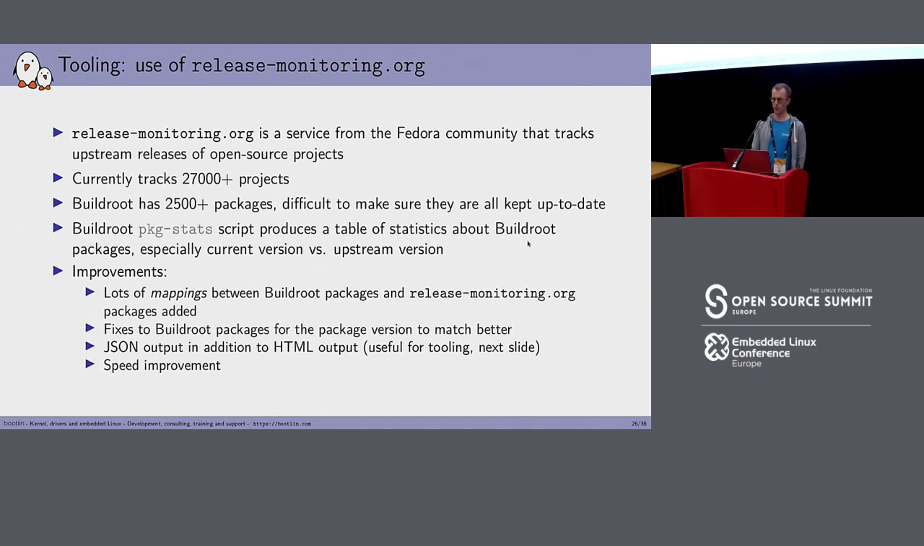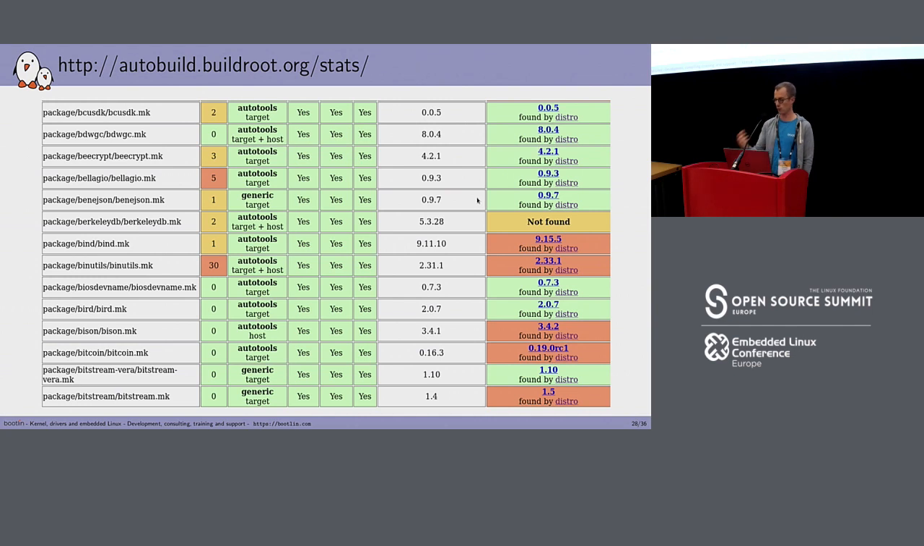So we've done a number of improvements to that script to query release monitoring, improve the speed of the script, and other things like that. So that was an initial tooling improvement that was done. And this page is public. You can go to autobuild.buildroot.org/stats, and you've got this page updated on a daily basis.